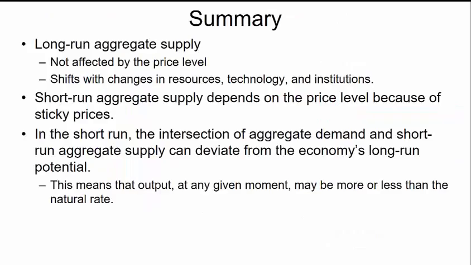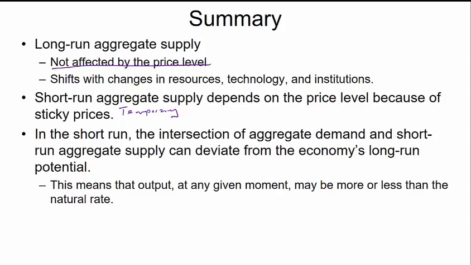So, summary. This is in your notes, but basically, the long-run aggregate supply curve is not affected by the price level. Okay? However, it will shift when there are permanent changes in our resources, our technology, or our institutions. The short-run aggregate supply curve does depend on the price level because of sticky prices, so there is a positive relationship there. Okay? The short-run aggregate supply curve will also shift due to changes in resource costs, technology, and institutions, but those would be temporary changes as opposed to permanent ones.